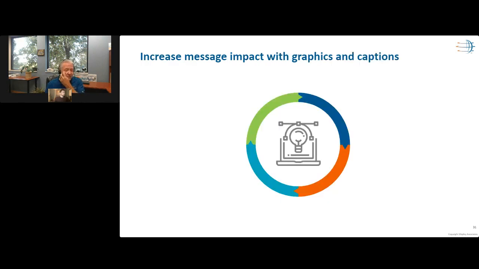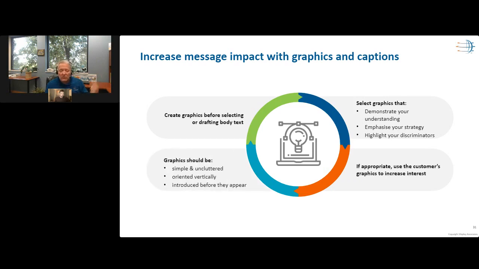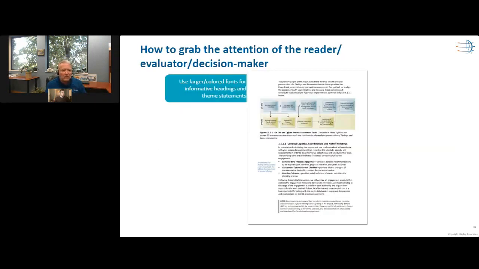And then increasing the message impact with graphics and captions. We've mentioned that. This is a whole topic kind of in and of itself. But try to do these early and often. Start with, even if it's a sketch, where can graphics really add value? Select a graphic that really helps the reader understand, the evaluator. Sometimes we can use customer graphics if we've got the right permissions. Simple, uncluttered. Don't make the evaluator rotate the screen or rotate the page, keep them vertical.